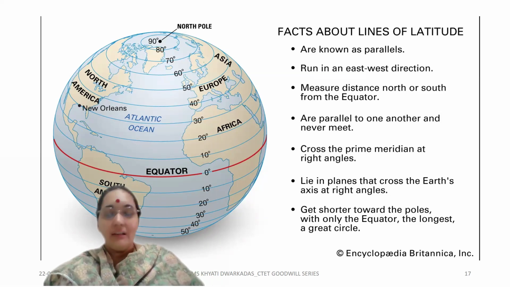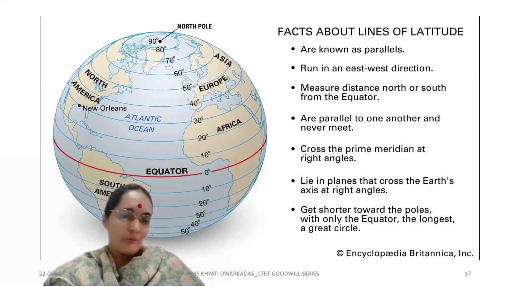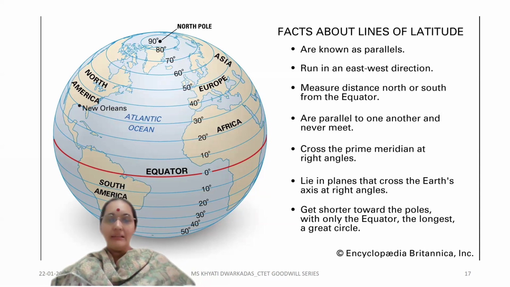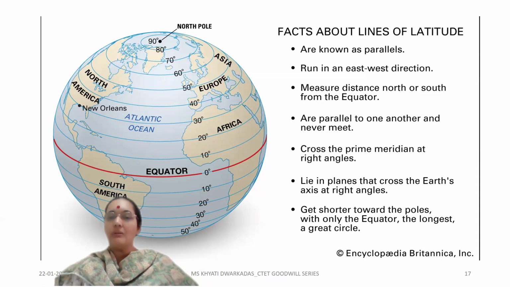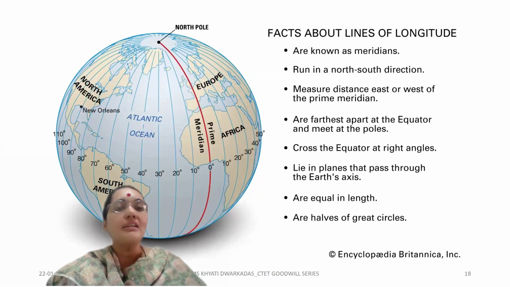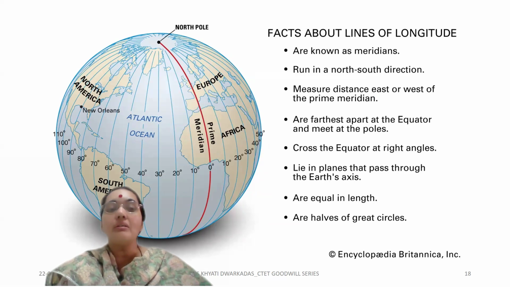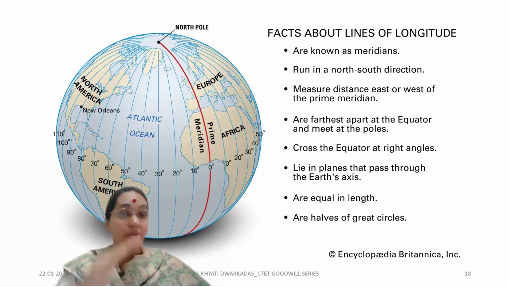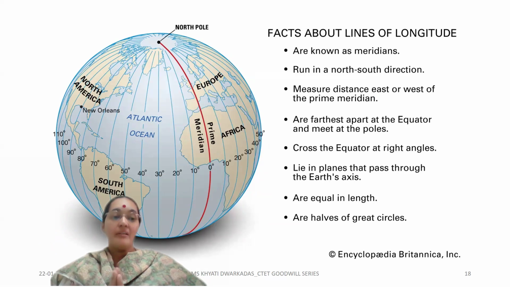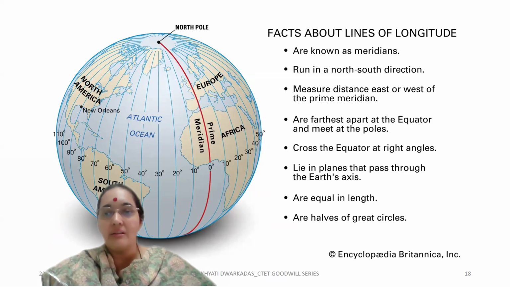But equator is the longest latitude. Now, when you look at the next thing that is coming up, it is called the longitude. And again, it's a quick recap of the longitude. Longitudes are called meridians. I told you they are long lines, therefore they are called meridians.